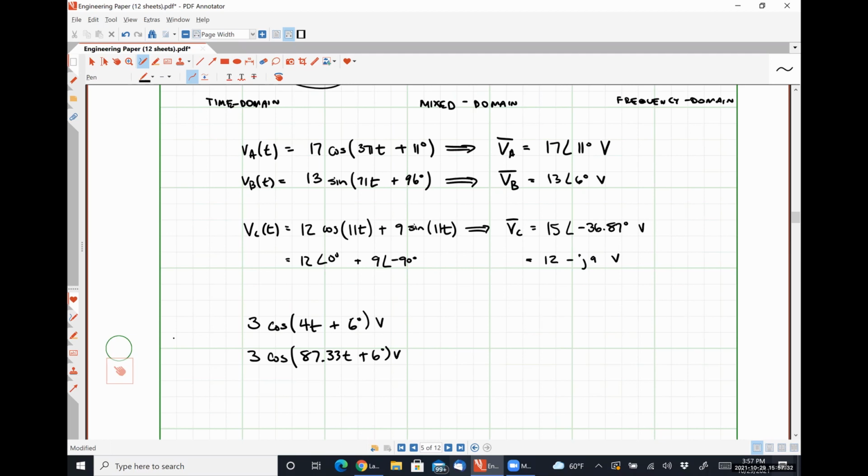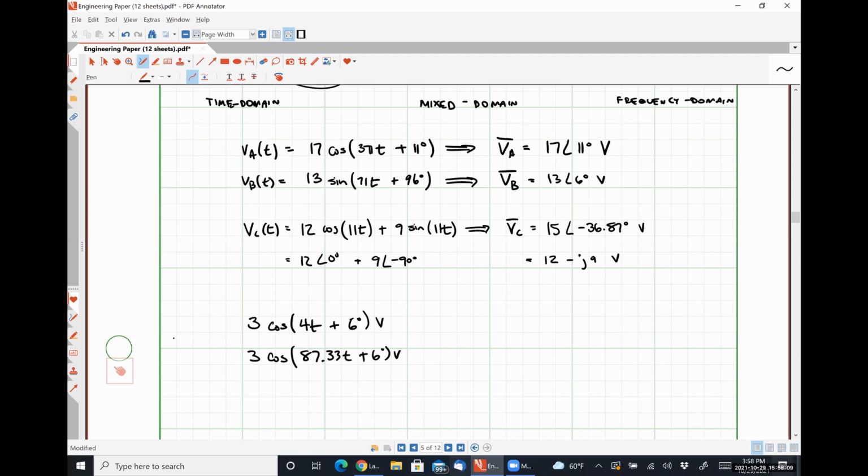So the 12 minus J9, if you put 15 angle negative 36.87 degrees in your calculator and tell it to convert it to rectangular form, that is exactly 12 minus J9. The final answer would be 15 angle negative 36.87 degrees. It depends on if you want your answer in polar form or rectangular form. What you're asked for is what it should be in. I was trying to illustrate the point that the rectangular form of the complex number contains the exact same information that the sum of the sinusoids we were trying to avoid had.